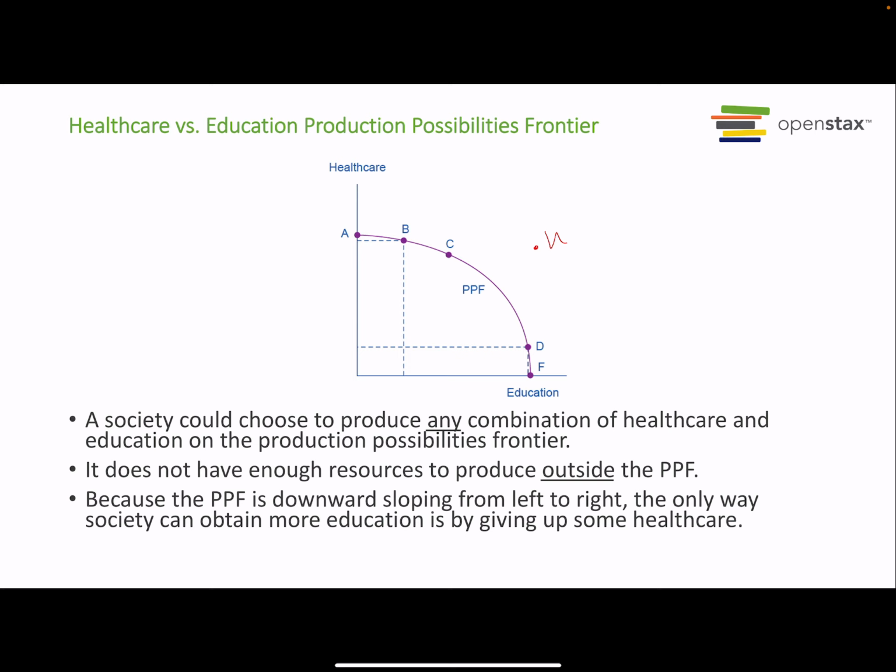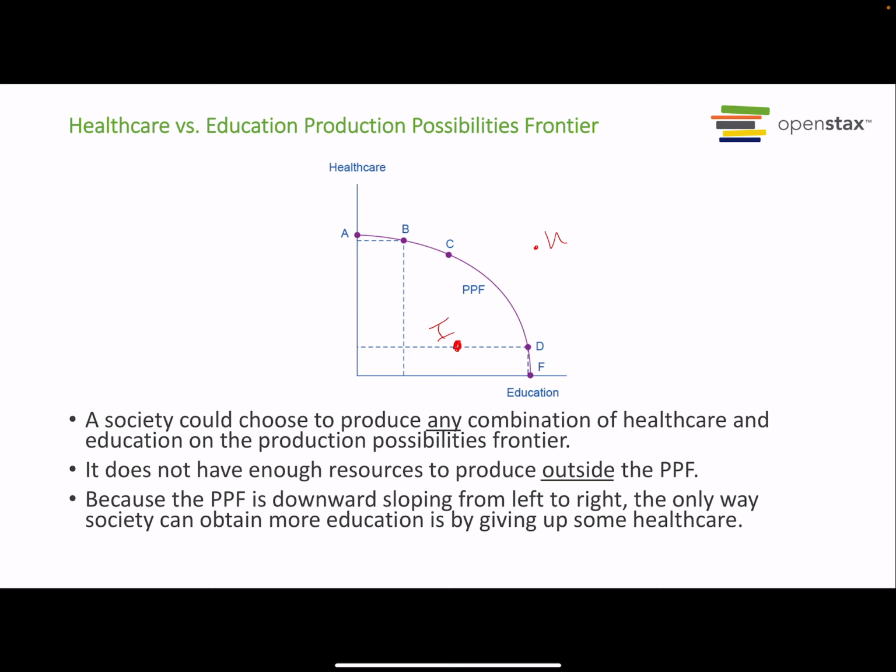So notice the slope of this line is curved. And what that is representing is as we move from A towards F, the only way to get more education is to give up some spending on healthcare. Okay. And lastly, I want to mention points on the inside of the PPF, like point I. Those combinations are called inefficient because we often have idle resources. So we're not using all of the resources that are available to us.